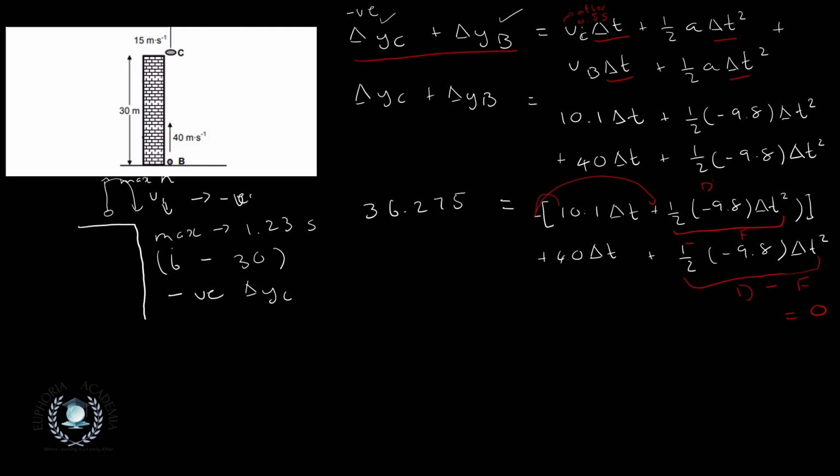So what we're going to be left with is 36.275 being equal to negative 10.1 delta T plus 40 delta T, and that is going to give us a delta T of 1.21 seconds. Apologies, this was not the answer.